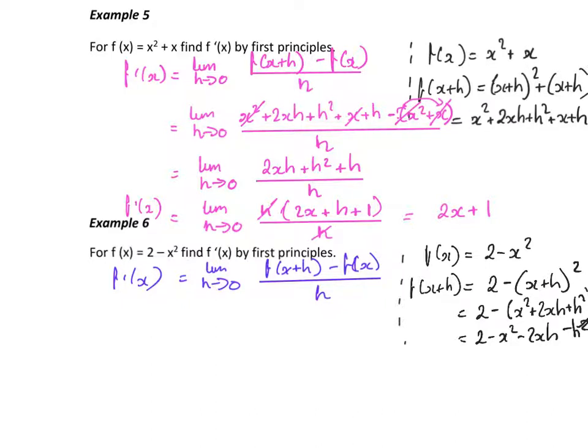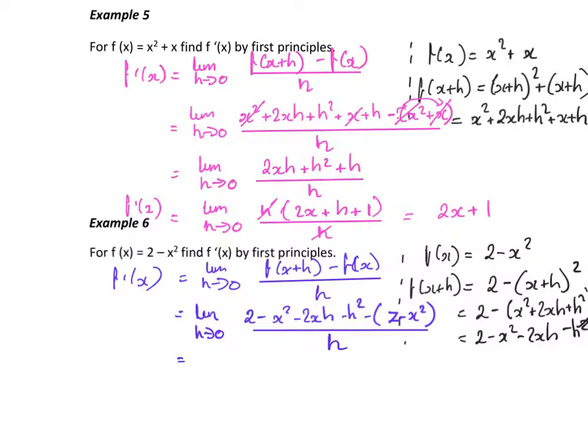So let's get going. So that's equal to the limit as h tends to 0. Now we know f of x plus h is 2 minus x squared minus 2xh minus h squared. And we know that f of x, because we have to take that away, is 2 minus x squared. And that is all over h.